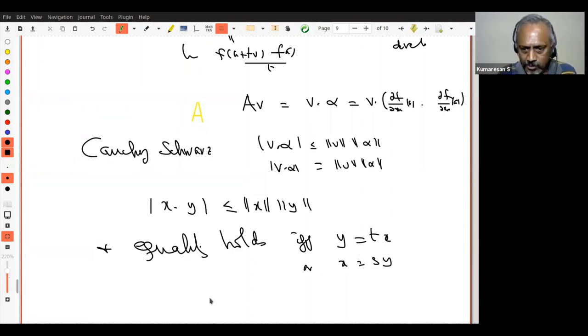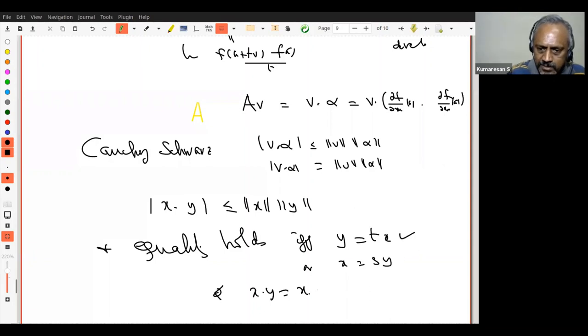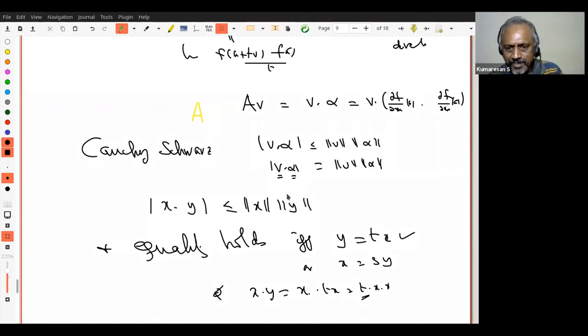And I know how to find the scalar multiple. That is, x dot y, I am assuming y is t x, so x dot t x is t times x dot x. Therefore, I know what t is also. All right. Therefore, equality holds if and only if this happens. You understand that? What does that mean? That means this v and alpha must be multiples of each other. You understand that? One must be a multiple of the other.